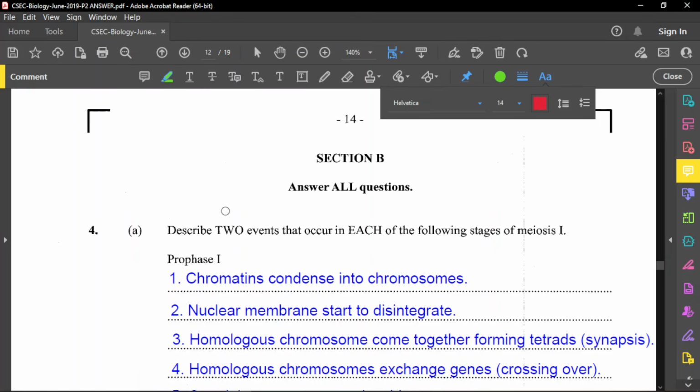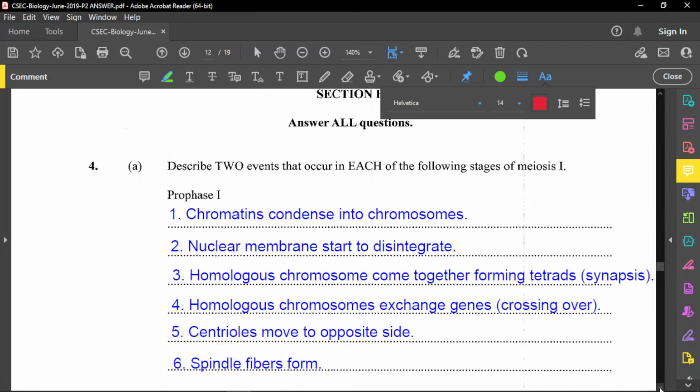Now for section B, question number 4 is to describe 2 events that occur in each of the following stages of meiosis 1, and that is meiosis 1, just to make a note. And so for prophase 1, and remember that is PMAT, all right, and you have IPMAT, which is interphase first. You only have one interphase in meiosis, remember that, all right?